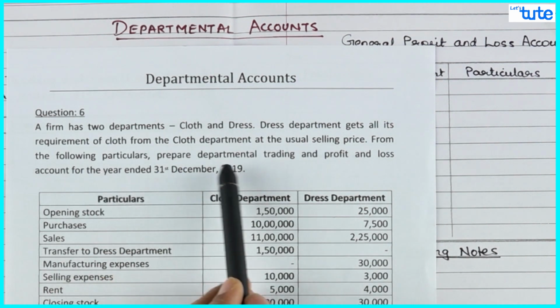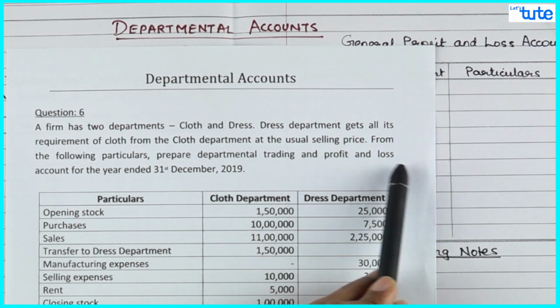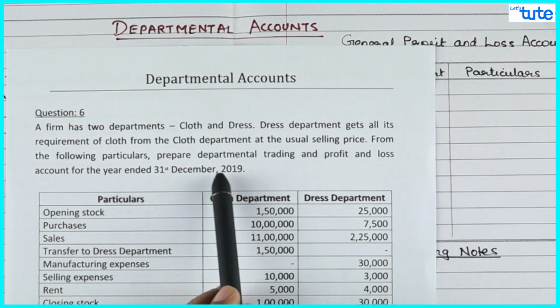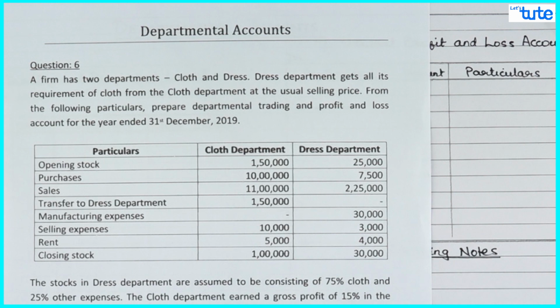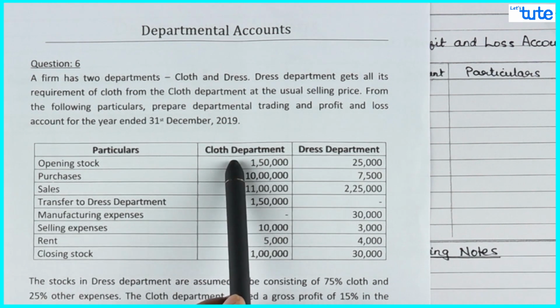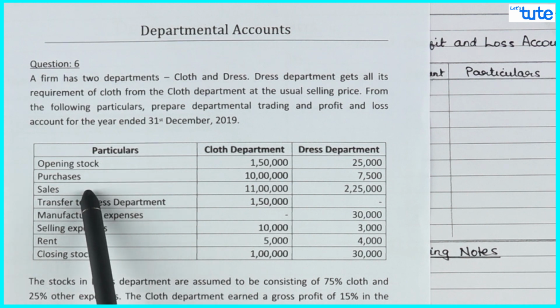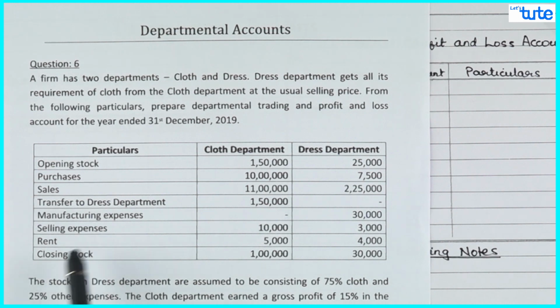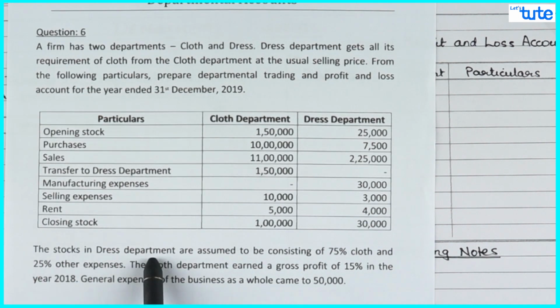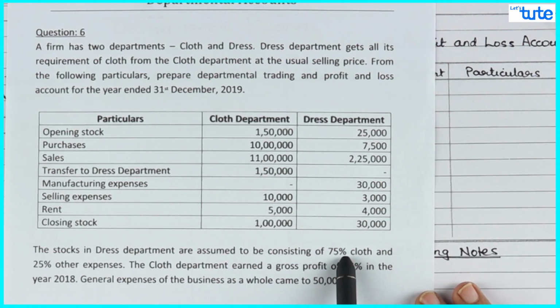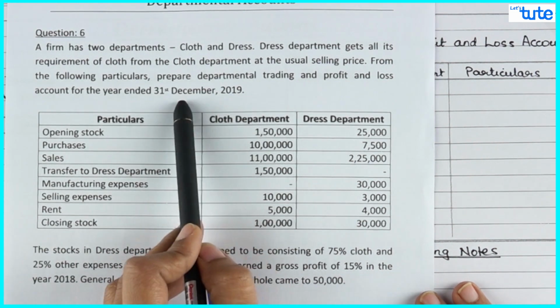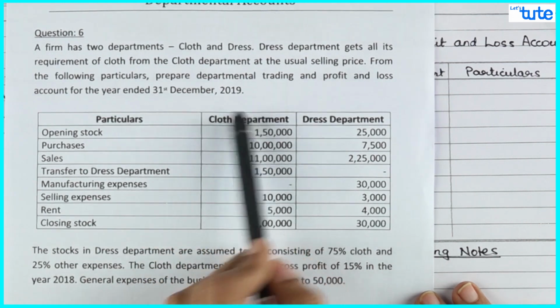From the following particulars, prepare departmental trading and profit and loss account for the year ended 31st December 2019. Particulars: cloth department, dress department, opening stock, purchases, sales, transfer to dress department, manufacturing expenses, selling expenses, rent and closing stock. The stocks in dress department are assumed to consist of 75% cloth and 25% other expenses. The cloth department earned a gross profit of 15% in the year 2018. So that is the last year. Current year is 31st December 2019. So current year is 2019.